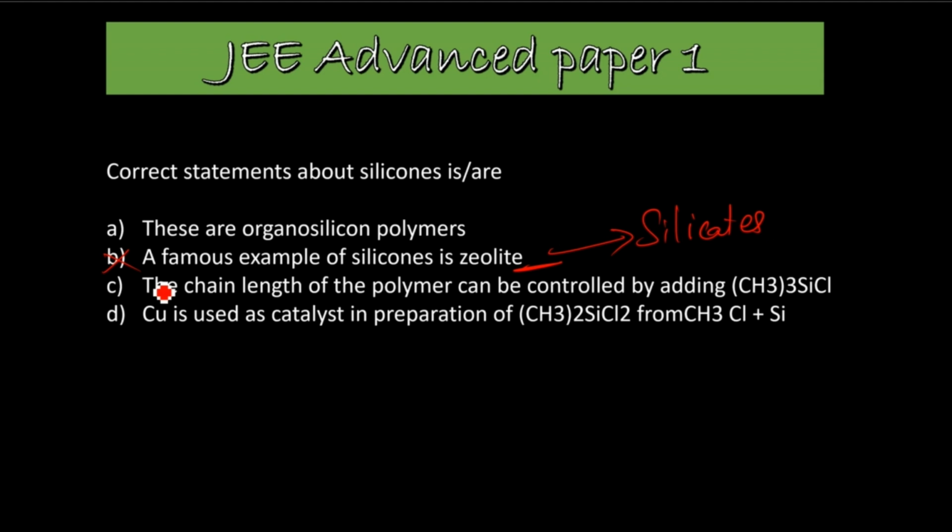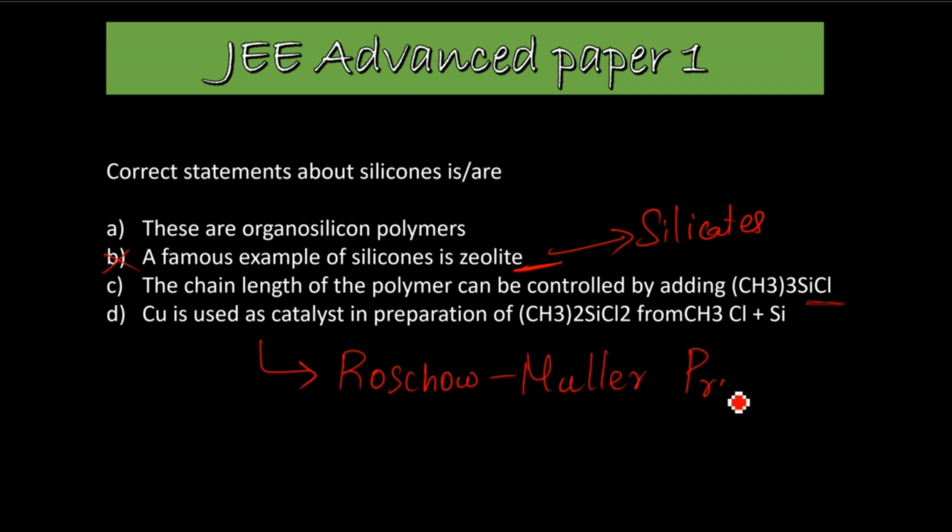But other than this, you can see silicones or organosilicon polymers have CH3 groups or C2H5 groups attached to the silicon compound. And trimethylsilyl chloride acts as a chain terminator in silicone polymerization. And copper is used as a catalyst in this famous reaction, which is the Müller-Rochow process. Okay, so the answer to this question is A, C and D.